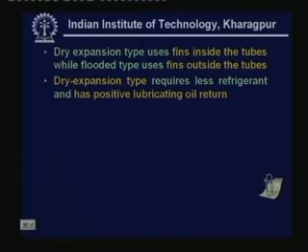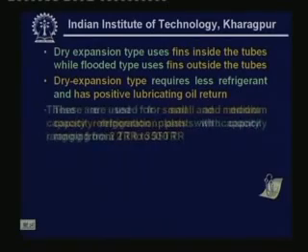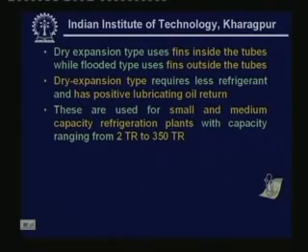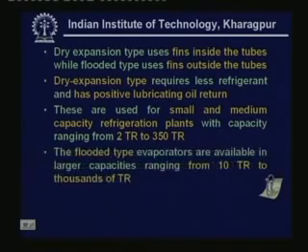Dry expansion type requires less refrigerant and has positive lubricating oil return. That means the lubricating oil return to the compressor is ensured in dry expansion type, and the amount of refrigerant charge required inside the system is also less. And these dry expansion type shell and tube type evaporators are normally used for small and medium capacity refrigeration plants. That means the capacity ranges from about 2 tons to 350 tons. Whereas the flooded type evaporators are available in larger capacities ranging from 10 tons to thousands of tons. In very large plants flooded type evaporators are used.